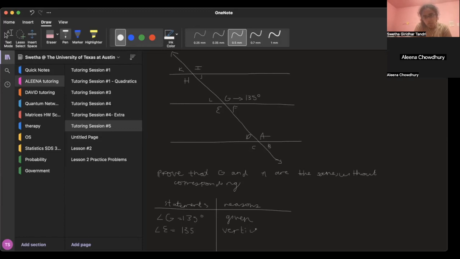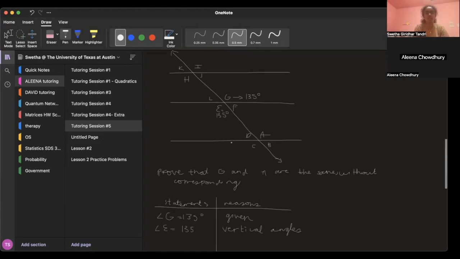Have you done proofs before, or is this your first time? Sorry, what did you say? I said you learned about these angles before, but have you done proofs before, or is this your first time? I actually don't remember. I think I might have done something like this, but it might have been easier. Okay.